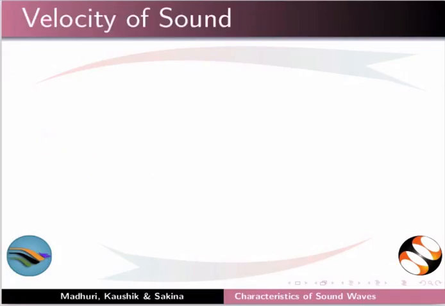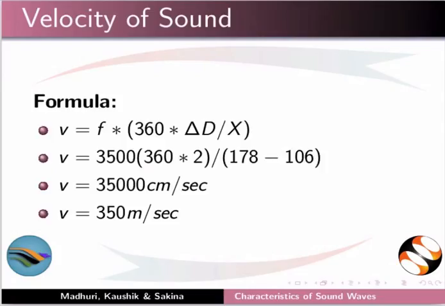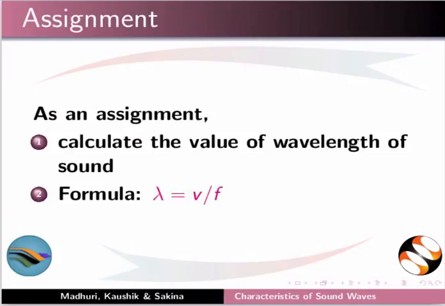To calculate the value of velocity of sound, we have the formula as shown. Velocity of sound obtained from the experiment is 350 meter per second. As an assignment, calculate the value of wavelength of sound. Formula: lambda is equal to V upon F.